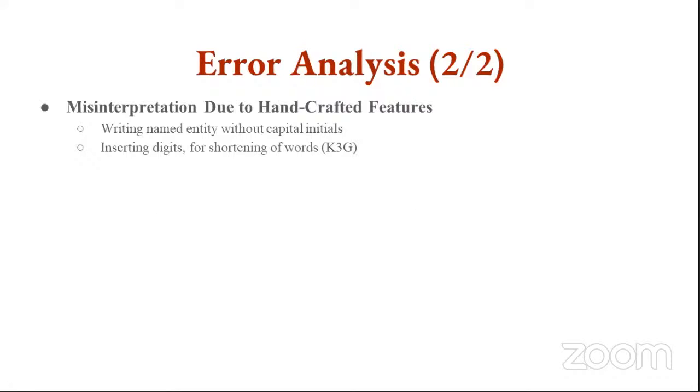And then misinterpretation due to handcrafted features, like writing a named entity without capital initials, or inserting digits for shortening of words. These are errors created because of the handcrafted features, because we assume that all the entities will start with capital letters, but there are some entities which do not start with capital letters. Then we assume that entities will not have any digit in between, but there are some entities which are a short form and have digits in between. So because of these handcrafted features, those are creating some errors.